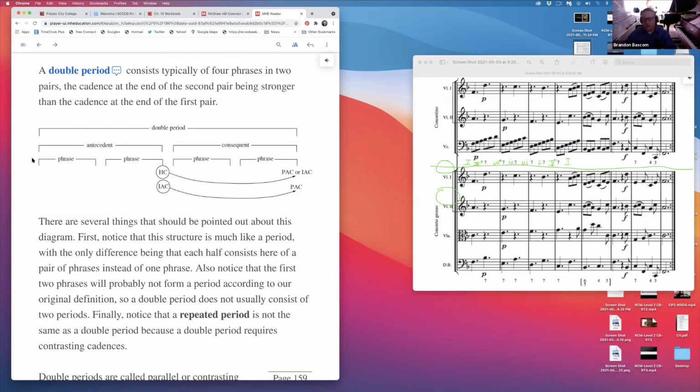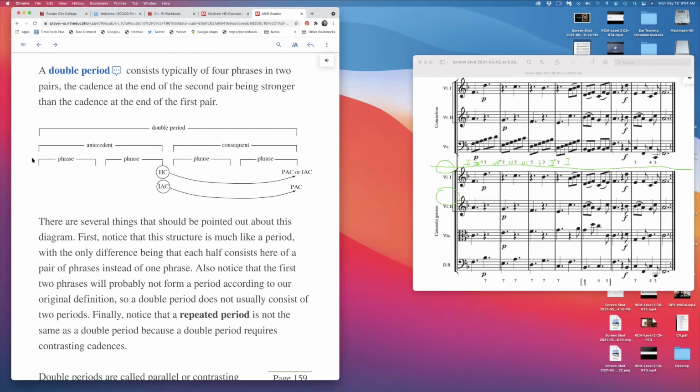Are we okay with that? Are we confused? So it's not two periods. It's more like two phrases that make an antecedent. Yep, we still have the antecedent consequent relationship. We have a double period because four phrases instead of two. A double period does not usually consist of two periods.